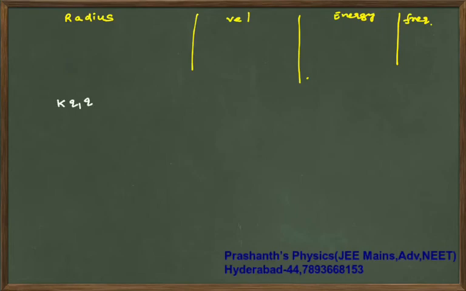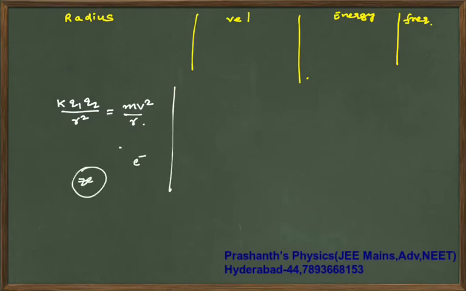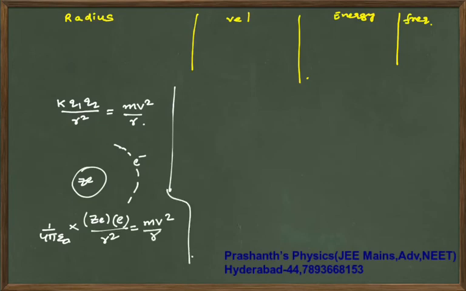Kq1 q2 by r square, the centripetal force is because of Coulomb's force, it is mv square by r, where this part is Ze and this part is e, so your electron is moving like this. So it is 1 by 4 pi epsilon naught times q1, which is Ze, times q2, which is e, by r square, is equal to mv square by r. Next, the second rule is mvr is equal to nh by 2 pi.